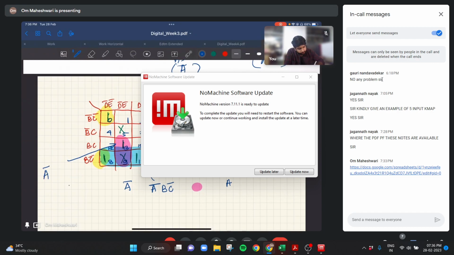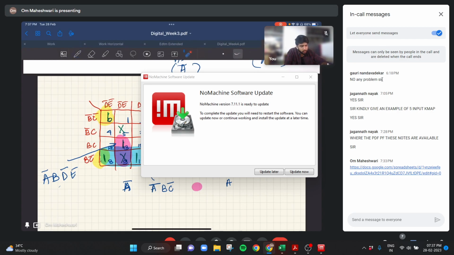A bar, B, C. Sorry, but C is not defined. A bar, since it is for the A bar K-map. B is common, so I'll write B. And then this D column, D bar E column, so I'll write D bar E.